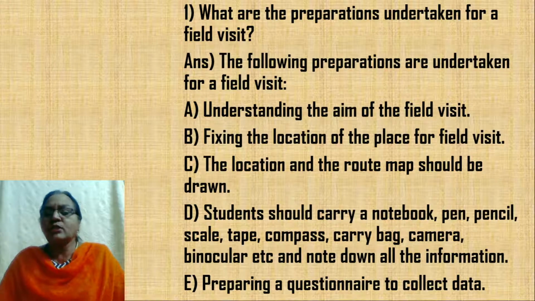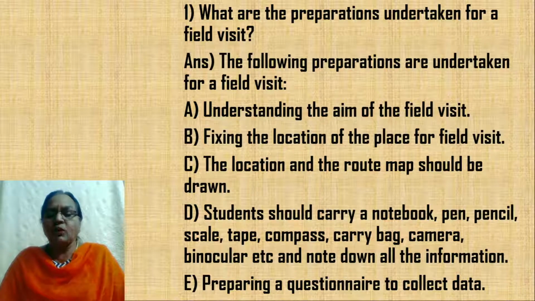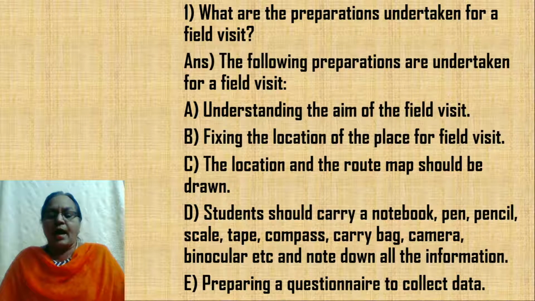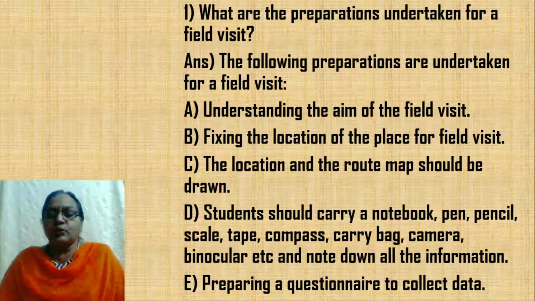Then the location and the route map should be drawn. Students should carry a notebook, pen, pencil, scale, tape, compass, carry bag, camera, binocular, etc., and note down all the information. And next is preparing a questionnaire to collect data. So after fixing the location of the place, you'll have to draw a route map. You'll have to locate the place and also draw a route map.